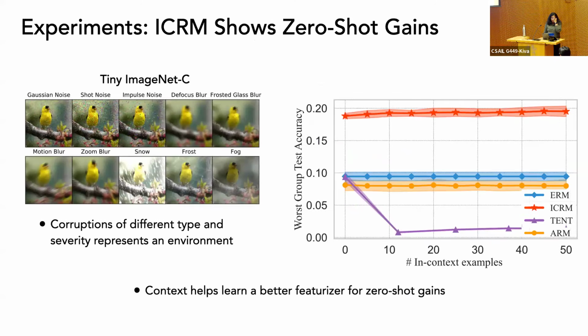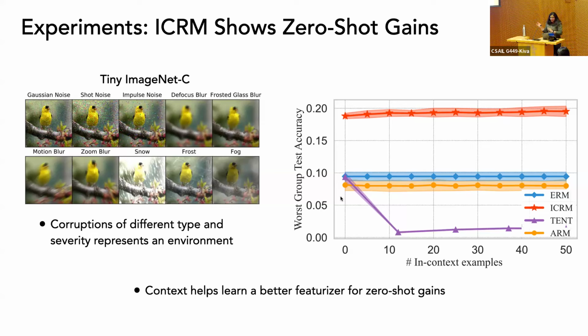So extending these results to a more realistic setting, which is Tiny ImageNet-C, where corresponding to a given image, you have data of different types of corruptions and different severities of corruptions. And one particular type and severity corresponds to one particular environment. And in this case, we again observe the worst group test accuracy against the number of in-context samples. But something very interesting is happening in this curve. Although as your context length improves, the performance of ICRM is increasing, there is something very interesting at 0 shot. At 0 context, that is at no context, ICRM's performance is much, much higher than all these other baselines. And the improvement with context is actually very small.